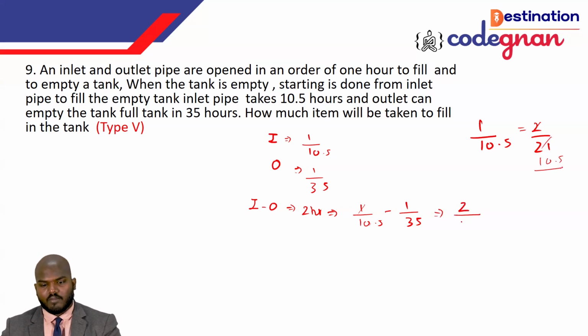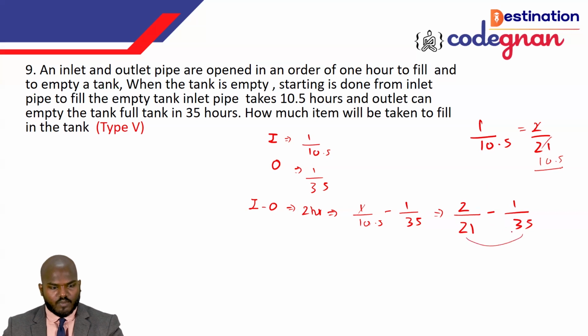So I can take 2 by 21 minus 1 by 35 and keep it here like this. We can say the LCM is 105, which is 35 times 21. So 10 minus 3, and that will give you the value 7 by 105.